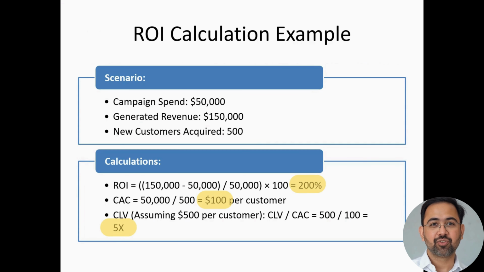This example shows a 200% ROI, meaning for every $1 spent, $2 in profit was generated. A CAC of $100 indicates the cost per new customer, while a CLV to CAC ratio of 5x suggests strong long-term profitability.